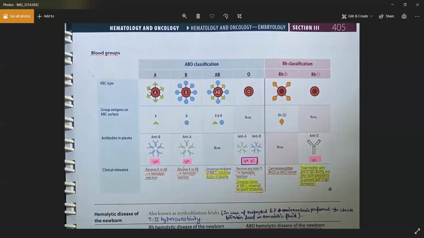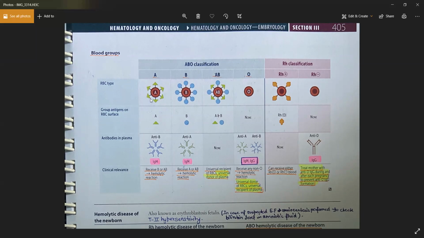So for the RBCs who have A antigen, we call them blood group A type. For the RBCs who have the B antigen, we call them blood group B type. For the RBCs who have both A and B, we call them AB type. And those RBCs who do not have any antigen, we call them O type, right?